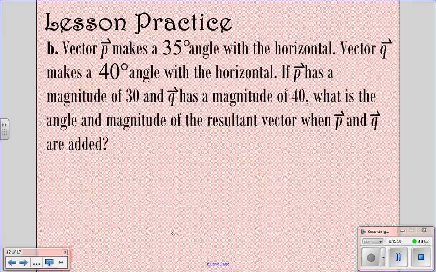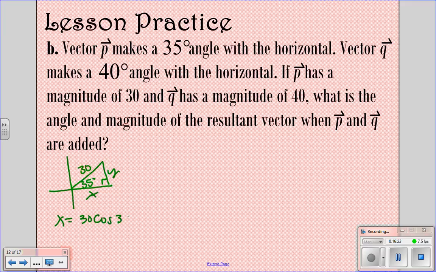Okay, let's see if you can try another practice problem. We've got vector P and vector Q. We want to add them together. So we're going to go ahead and draw them. We have a 35-degree angle here. P has a magnitude of 30. And so this is your x and this is your y. And so your x is going to be 30 cosine of 35. And then your y is going to be 30 sine of 35.